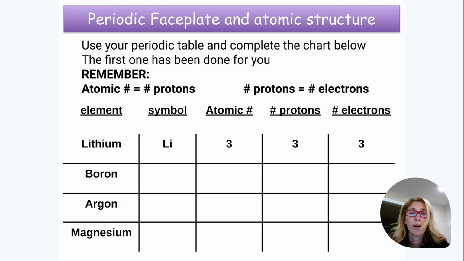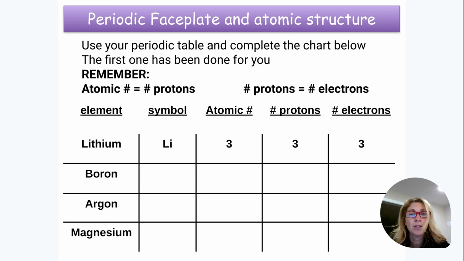You will now use your periodic table. So pause this video and take out your periodic table and complete the chart below. The first one has been done for you. So if you see the element lithium, you find it on the periodic table. It's in group 1, the first column on the periodic table with symbol Li. Notice that the element symbols are written as the first letter is capitalized and the second is lowercase. Please be careful when writing the element symbols.